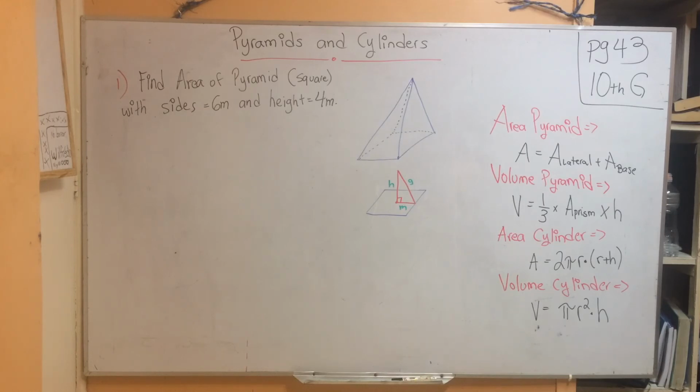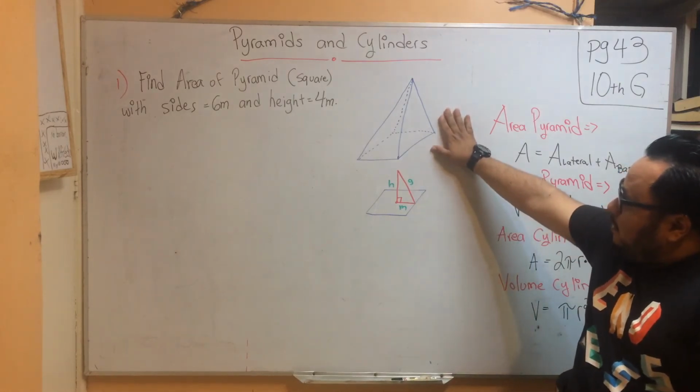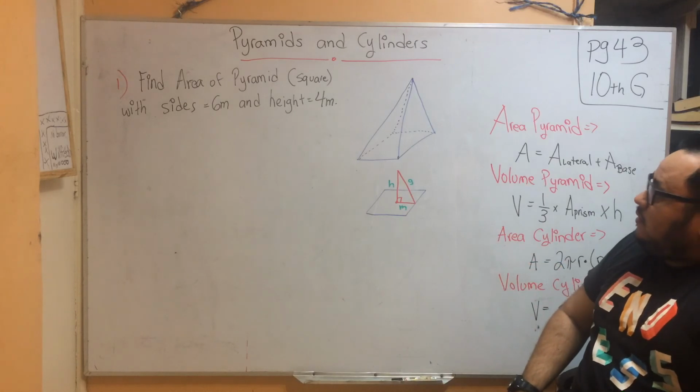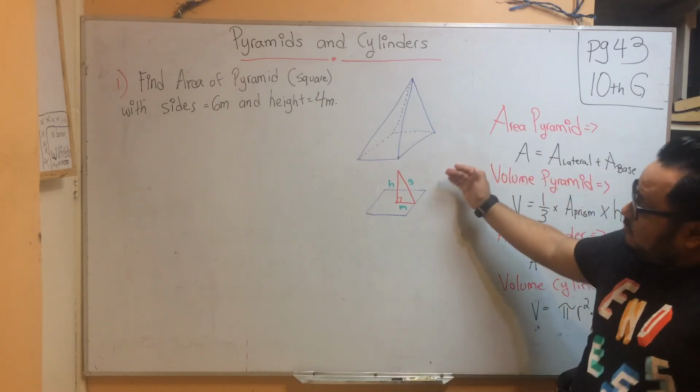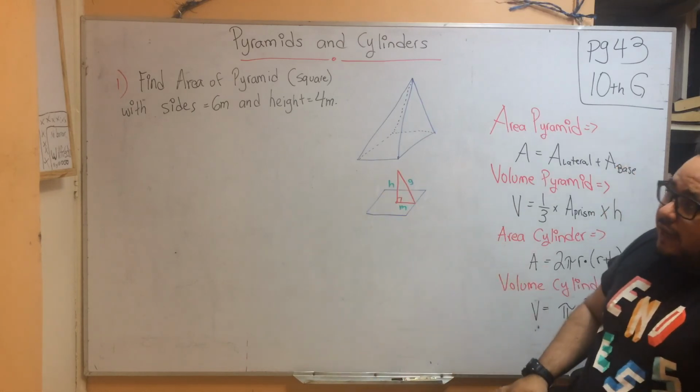with sides 6 meters and a height of 4 meters. Now, the first thing we need to do is draw the figure. That way we'll have a better idea of what we are looking for. If you notice here, we have the pyramid with a square base, and since we have a square base, that means it has 4 sides.